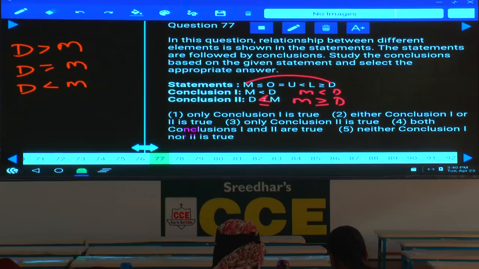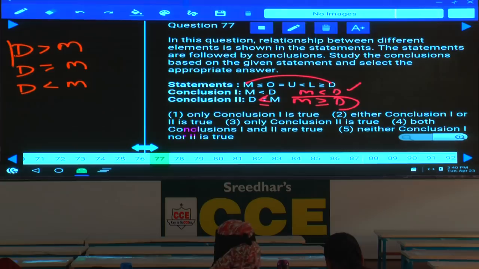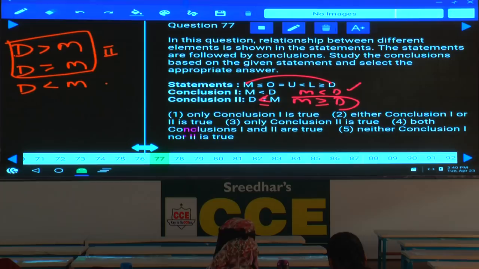And out of which, in this one, lesser than is given. And in the next one, greater than or equals. That means these two symbols were included in the second conclusion, and this is included in the first conclusion. All the three symbols were utilized here. As all the three symbols were used, either this can be true or this can be true. Apart from these two, nothing can happen. Either the first is true, or the second is true.